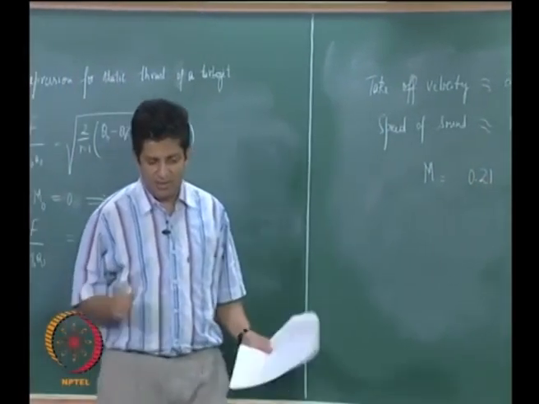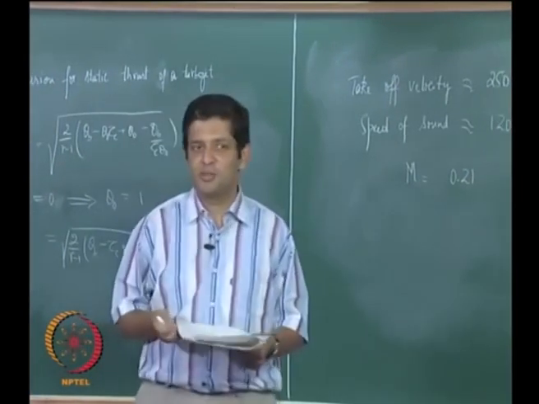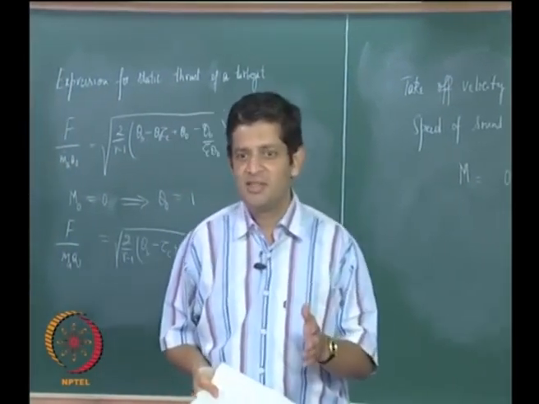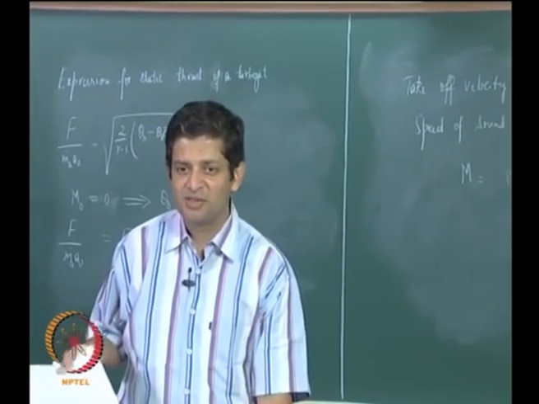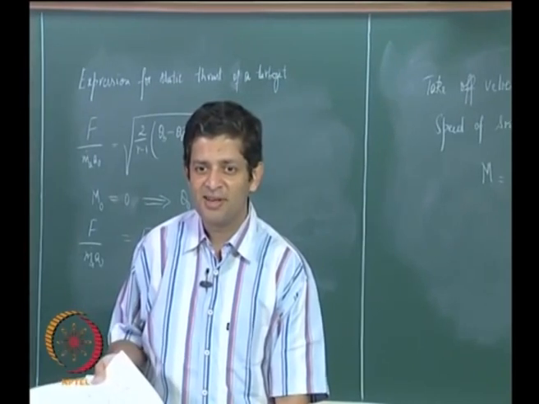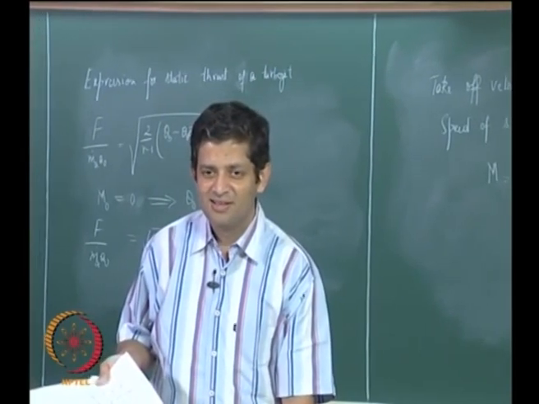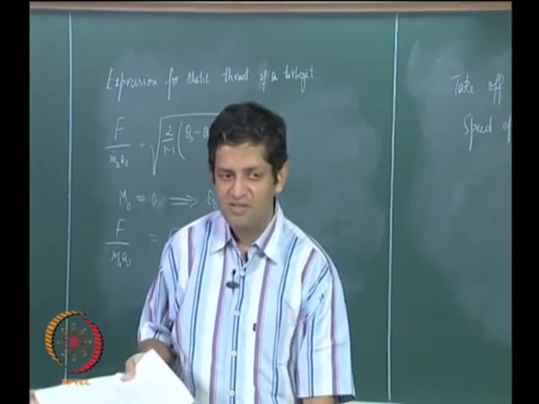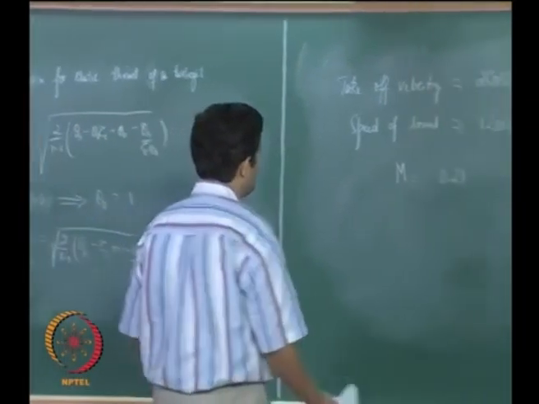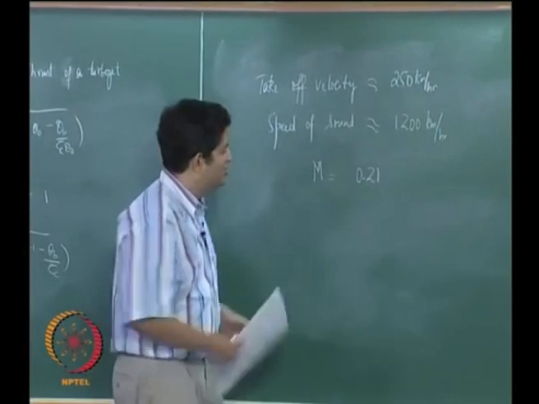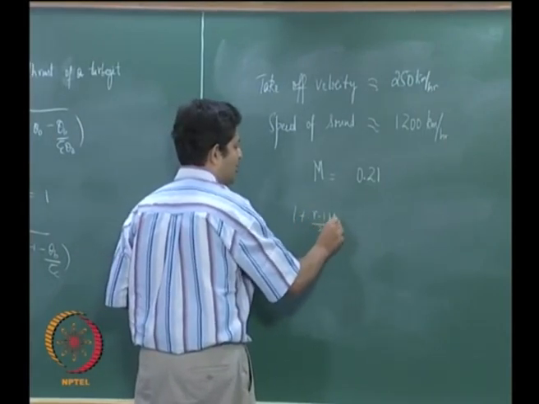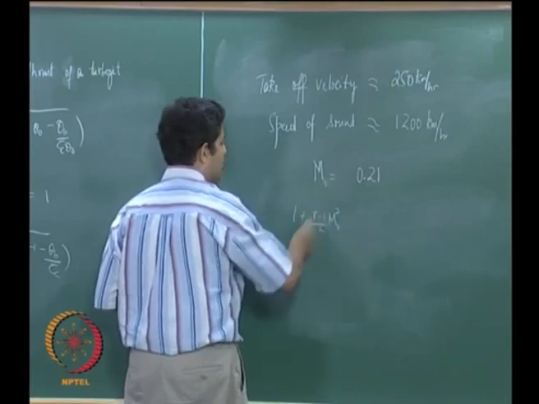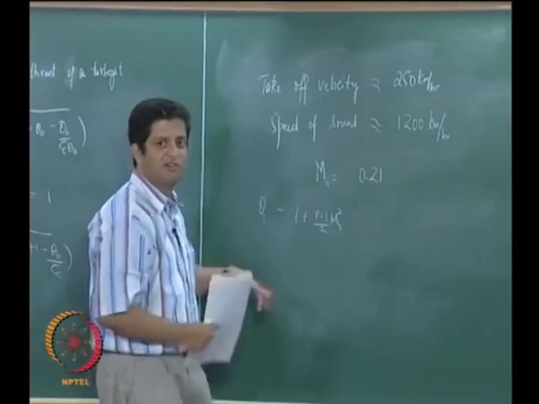0.2. So what is sacrosanct about 0.3 Mach number, which we say is the regime where we differentiate that the flow is incompressible and then the flow becomes compressible? What is this limit of 0.3? So the density variation is less than 5%. So if you look at this number here, Mach number is 0.21. So if we do 1 plus gamma minus 1 by 2 m naught square, this is nothing but theta naught. How different will it be from 1?